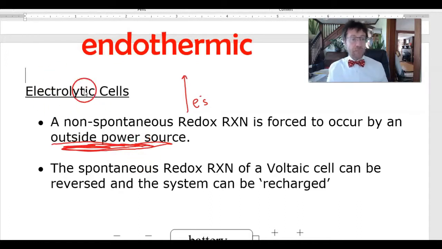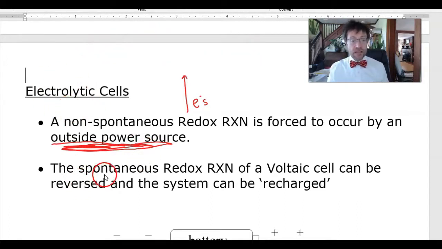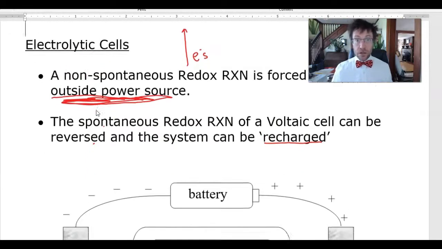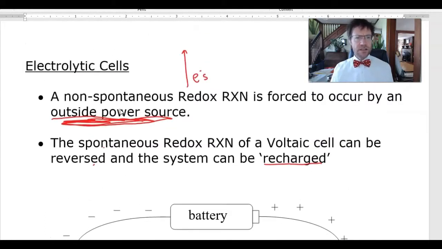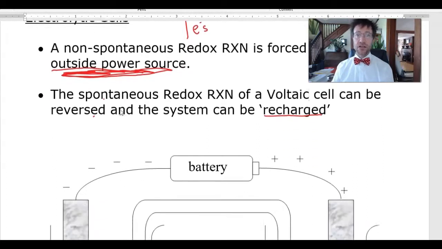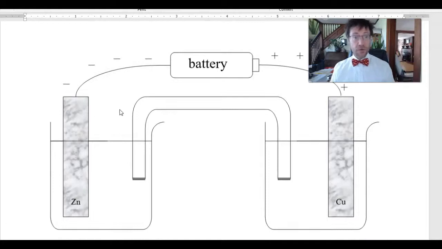And basically what happens with an electrolytic cell is that the spontaneous redox reaction of a voltaic cell can be reversed and the system can be recharged. This is the most common use for your electrolytic cell, at least what you see in your everyday life. This is literally what happens. So we're going to talk about a couple of different uses, like how we use these electrolytic cells in our everyday lives. And this is the first one.